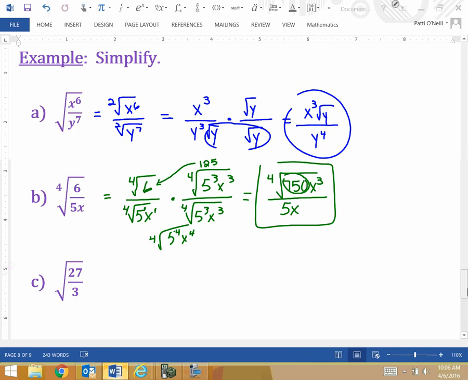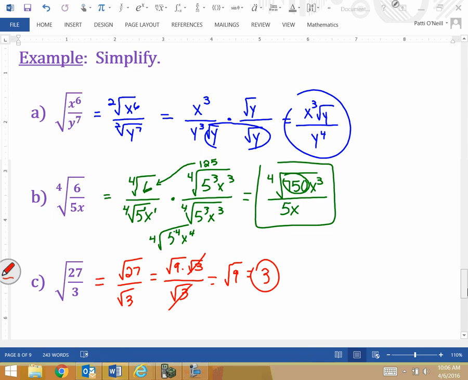Now the last one here is the square root of 27/3. Now according to what we've been doing, the rule says that we're allowed to break this up into the square root of 27 over the square root of 3. I'm going to look at the numerator. The square root of 27 is the same as the square root of 9 times the square root of 3, so we're involving the product property there, over the square root of 3, which I notice this. I can reduce those out, and I'm left with the square root of 9, which is 3.